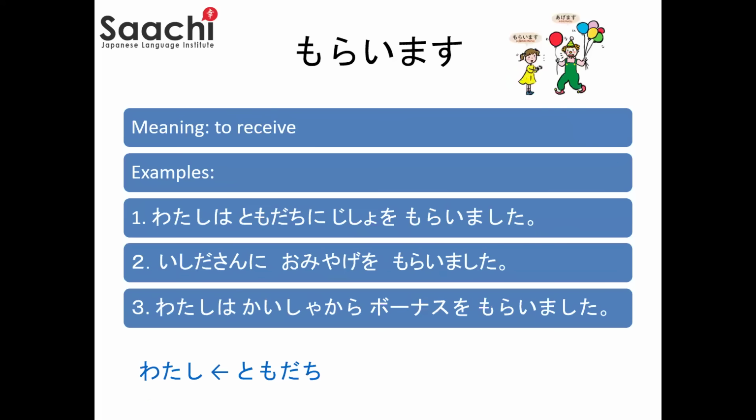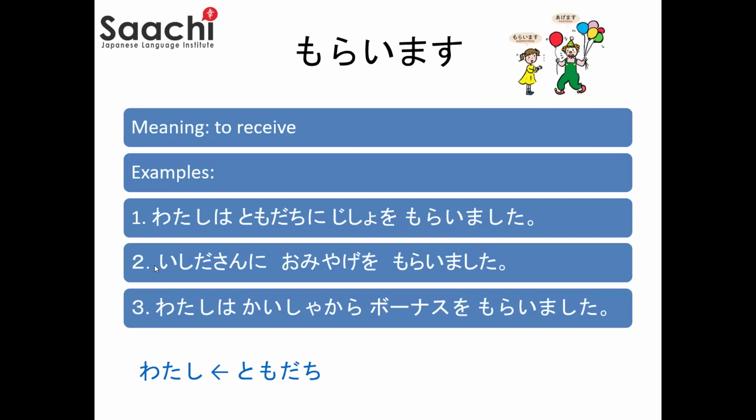Next we go to moraimasu. Moraimasu, the meaning is to receive. That is, you are receiving from somebody else. That is, watashi receiving from tomodachi, for example. It can be anybody. Let's see the examples. Watashi wa tomodachi ni jisho o moraimashita. So, I received a dictionary from a friend. Ishida-san ni omiyage o moraimashita.